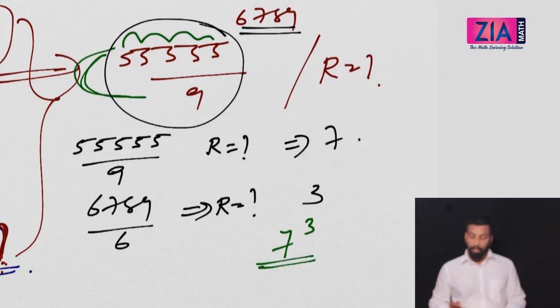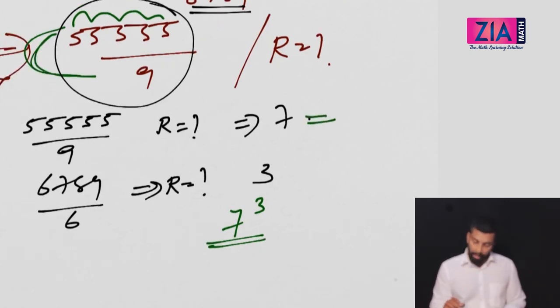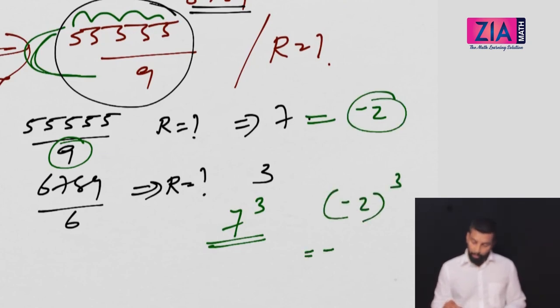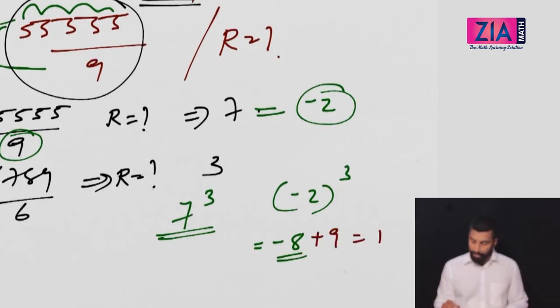So what is your answer? 7 raised to 3. Now 7 raised to 3 is obviously greater than 9, so you need to divide, right? Or instead of 7 you can also write it as minus 2, because this is 9. So if it is minus 2, you can write it as minus 2 raised to 3, which is equal to minus 8. Minus 8 means how will you convert? You add 9, you get 1 as the remainder.